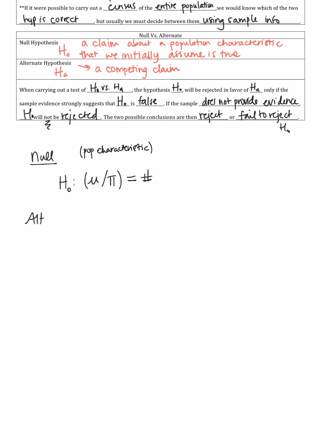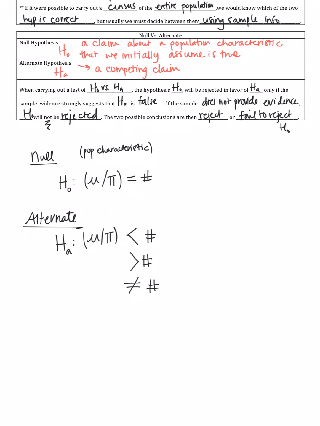Now with the alternate, this is a competing claim with that null hypothesis. So H sub A, I always have my same population characteristic, mu for numeric and pi for categorical. And I have three options. Either I'm saying that the alternate is that the value is less than the hypothesized value, it's greater than, or I don't know if it's less or greater, I just know it is not equal to. Later on, this is going to become really important when we do hypothesis testing.